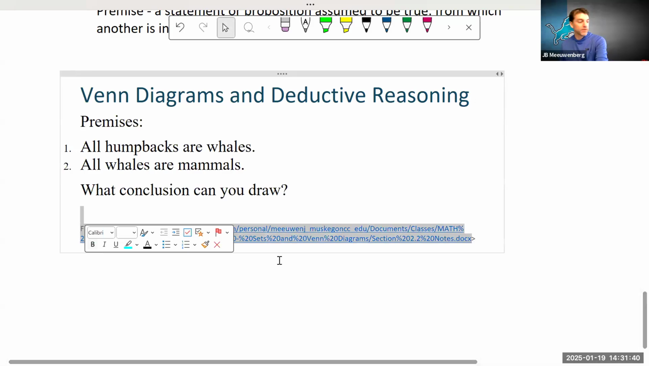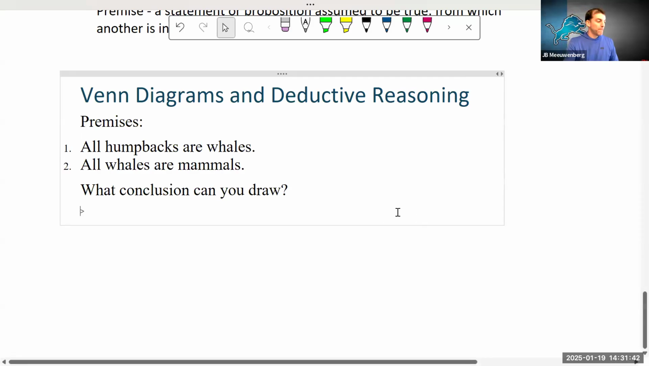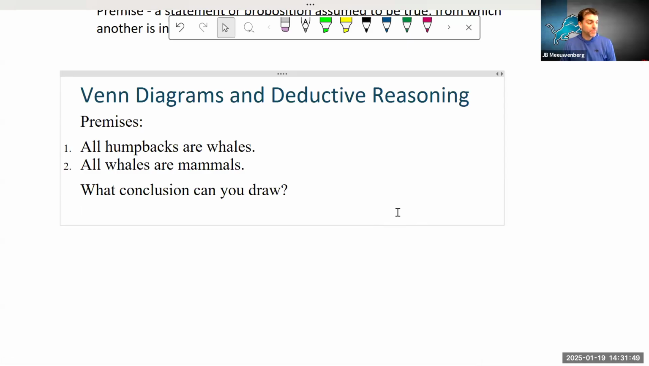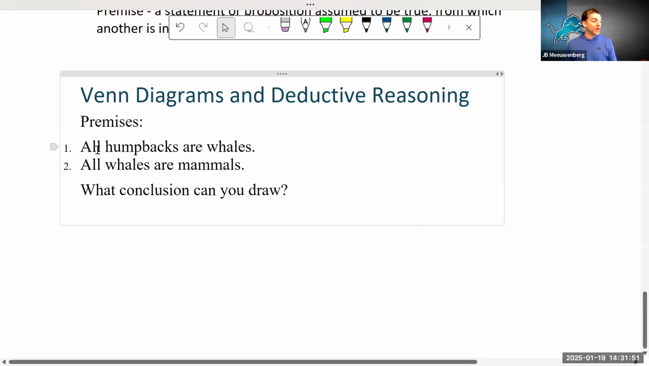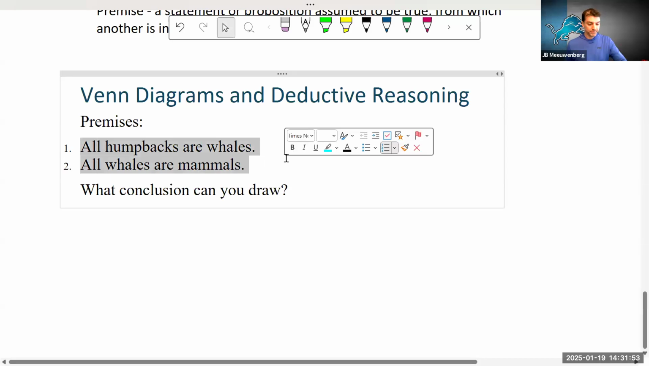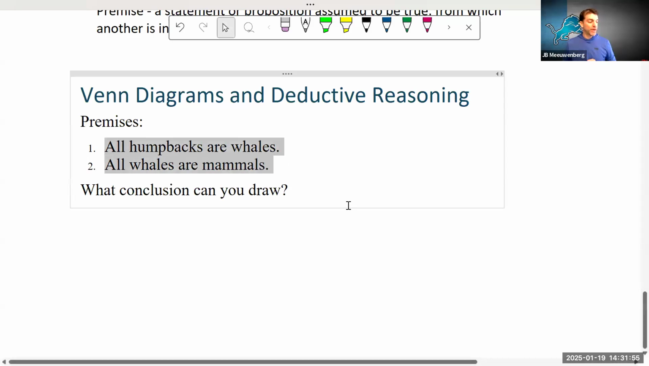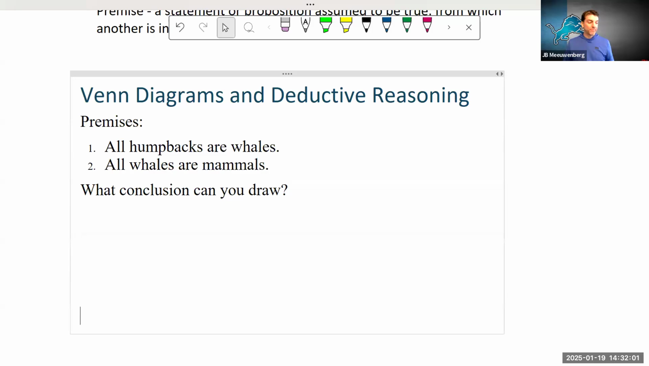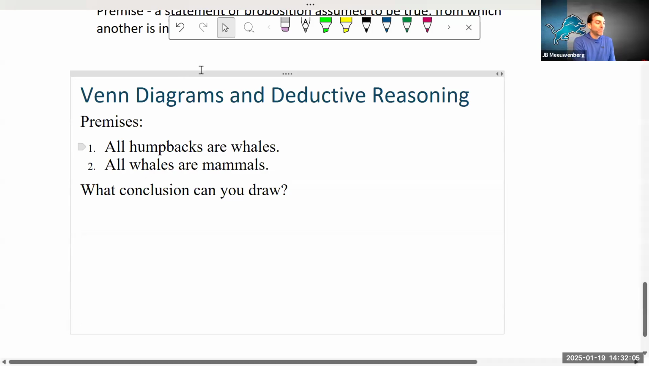And we're going to start with two premises. The first is all humpbacks are whales. And the second is all whales are mammals. All right. All humpbacks are whales. All whales are mammals. So what conclusion can you draw? And let's use some Venn diagrams, our good old friend, the Venn diagram.